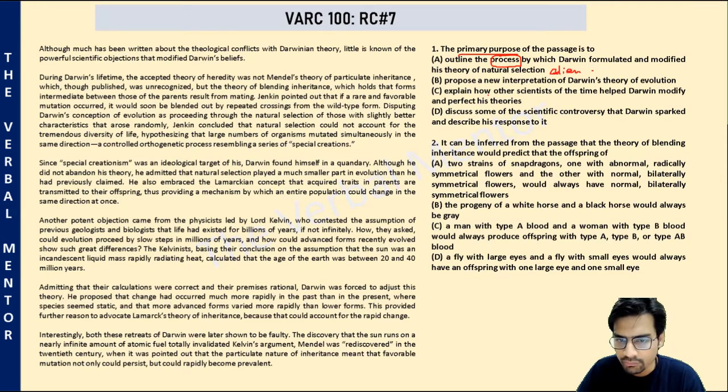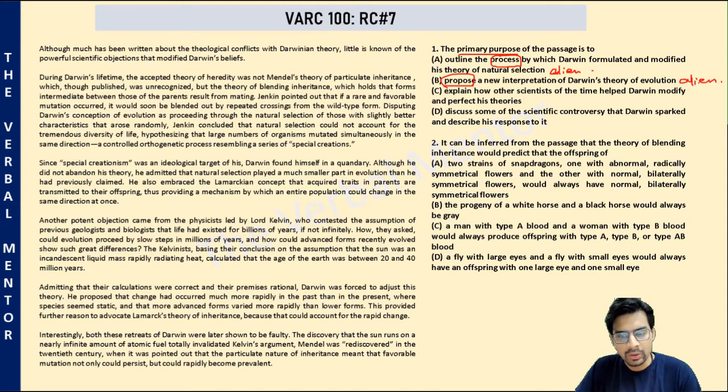Option B, the primary purpose is to propose a new interpretation of Darwin's theory. Now, please note, the author has merely narrated the incidents, the events that led to modification of Darwin's theory. He modified the theory, but later his modifications were proven wrong. That's all. The author has not proposed any new interpretation of Darwin's theory, that Darwin's theory should be interpreted in this particular manner. This part is also alien.